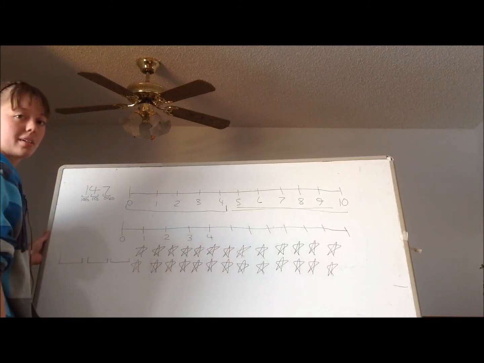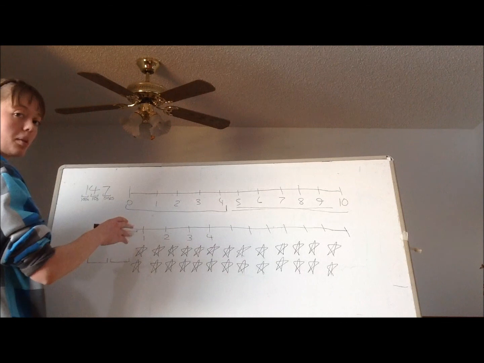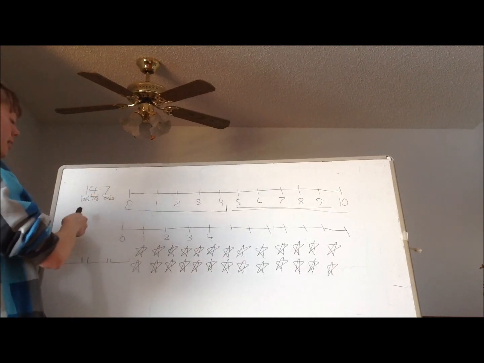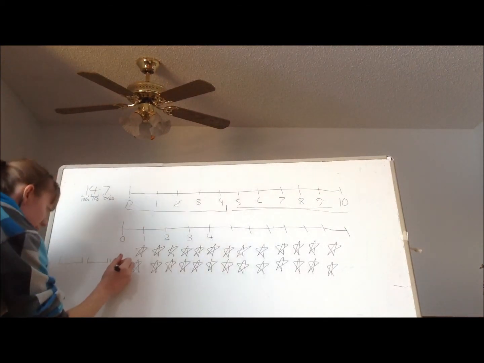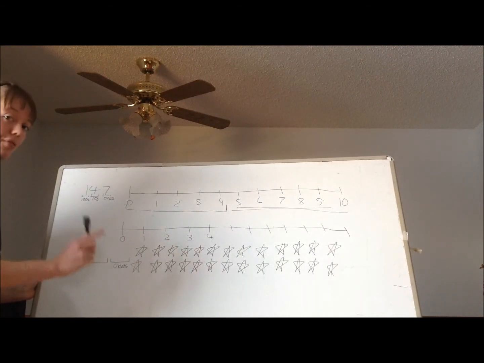Now what? Well, it's kind of like when we had the tens numbers, we had the ones position, and the tens position, and the hundreds position. Like that, we have the ones position, but instead of the tens position, we have the fives position.